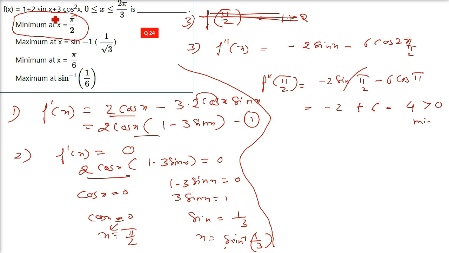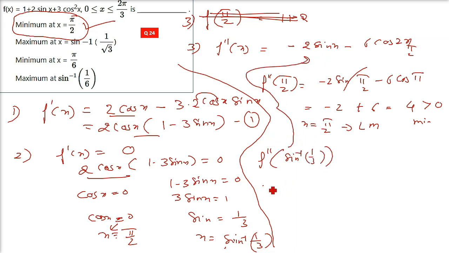Now, if the question is multiple choice and multiple choices can be chosen, then the scenario becomes different. But here, because only one option is to be chosen, x equals to pi by 2 minimum is our answer, and we will stop here. At x equals to pi by 2, you are going to get local minima. And if you do this as I was discussing earlier, sin inverse 1 by 3, when you place it here, what are you going to get?